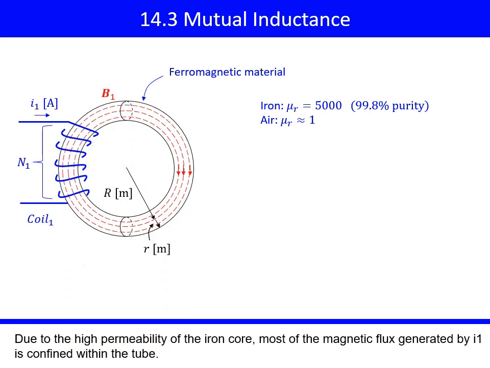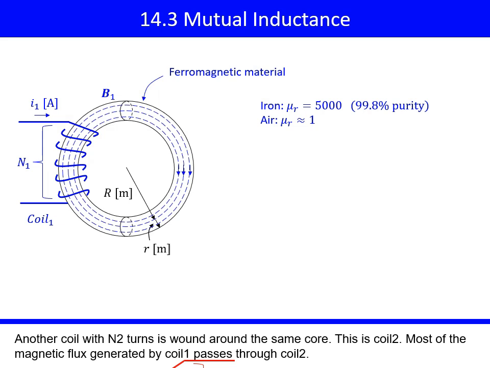Due to the high permeability of the iron core, most of the magnetic flux generated by I1 is confined within the tube. Another coil with N2 turns is wound around the same core. This is coil 2. Most of the magnetic flux generated by coil 1 passes through coil 2.